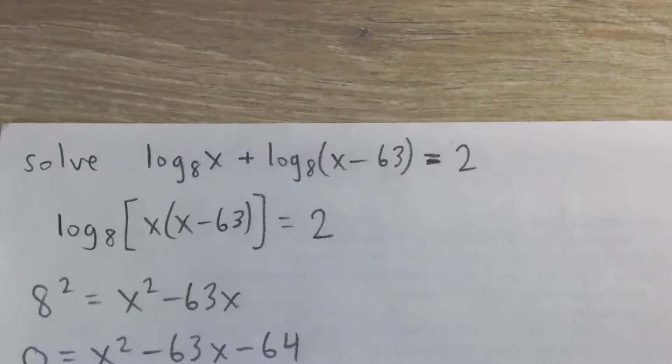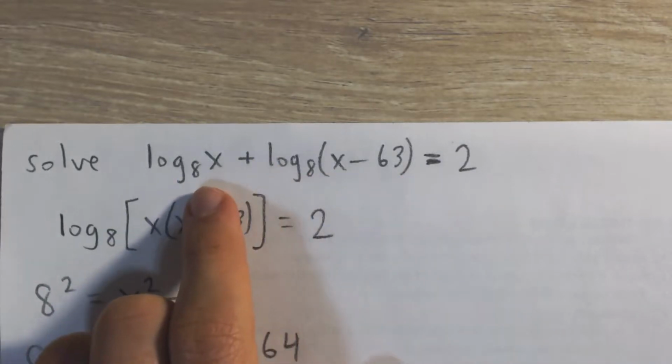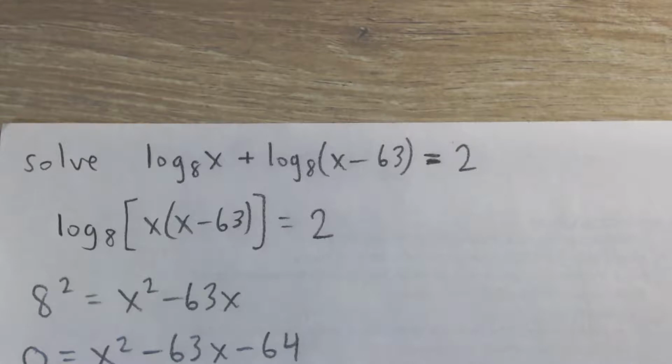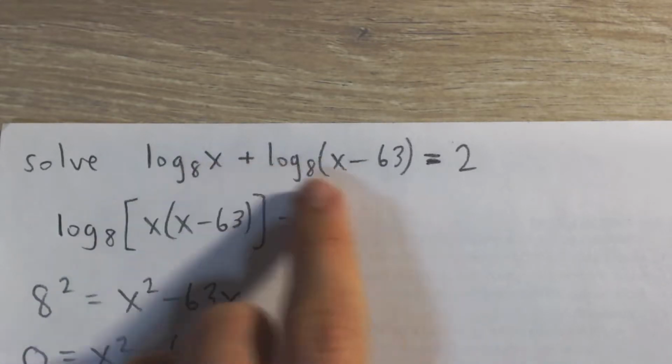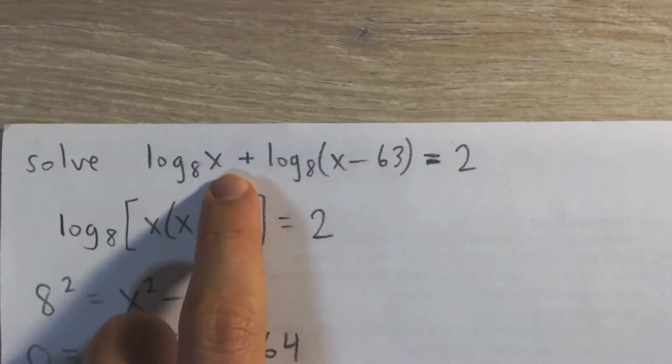Okay, so here we have to solve this logarithmic equation. Log base 8 of x plus log base 8 of (x minus 63) is equal to 2. The way we're going to do this is use the law of logarithms, the sum or the product law, which says that the sum of two logarithms is the product of their insides.